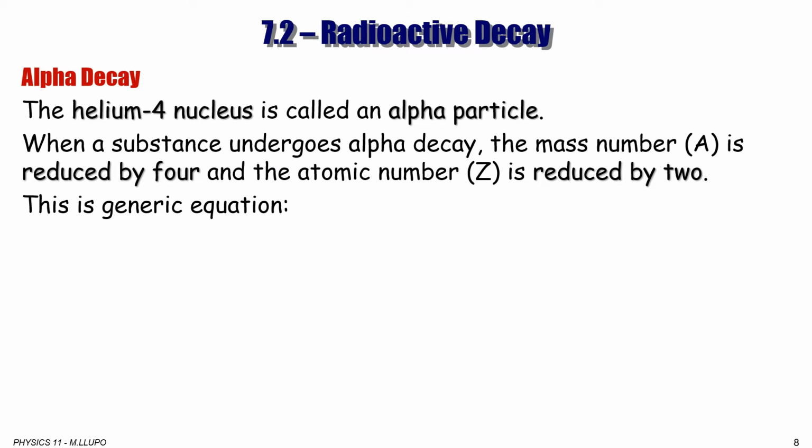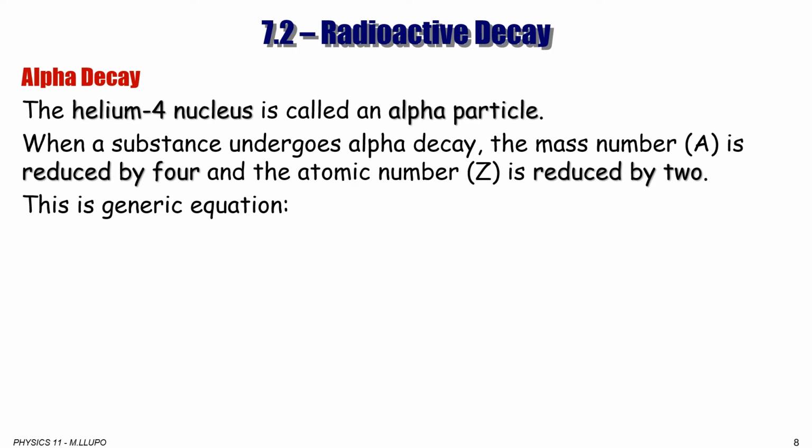Helium-4 nucleus is called an alpha particle. When a substance undergoes alpha decay, the mass number A is reduced by 4. So that means it's 2 protons and 2 neutrons that are part of helium-4, or alpha particle. And atomic number is reduced by 2 because there are 2 protons in that particle.